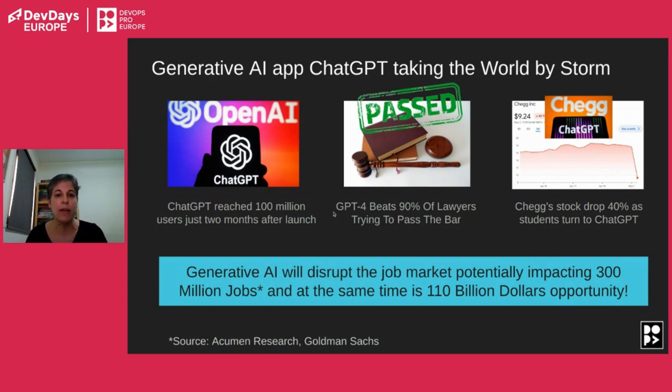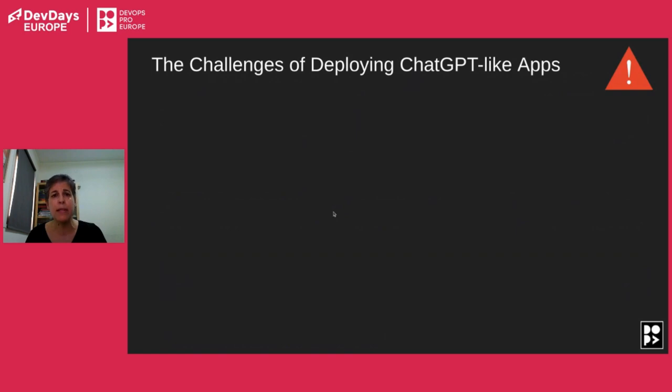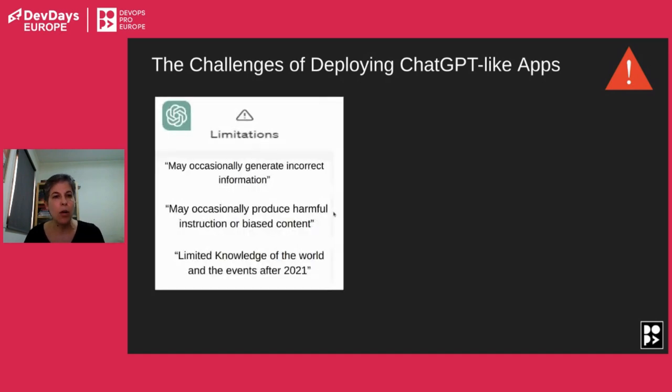One of the ways we can do it is to create our own ChatGPT-like app for our own use cases and organization. The problem is that creating a demo with ChatGPT-like capabilities is relatively easy to do, maybe a few days, a hackathon, but deploying it in production is not without challenges.